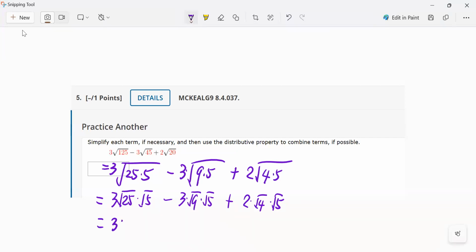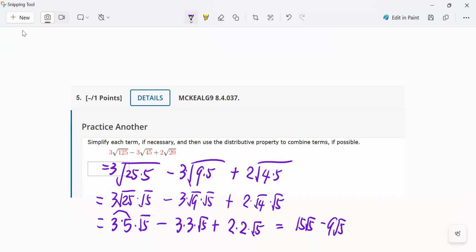But here, this is 3 times square root of 25 is 5. Square root of 5. And this is 3 times square root of 9 is 3. And square root of 5. And 2 times square root of 5. So now there will be 15, right? 3 times 15 square root of 5 minus 9 square root of 5. 3 times 3 is 9. Adding 4 square root of 5. Now 15 minus 9, so you can factor out radical 5. So 15 minus 9 adding 4 times radical 5. 15 minus 9 is 6, adding 4, 10. 10 radical 5. So the answer is 10 radical 5.